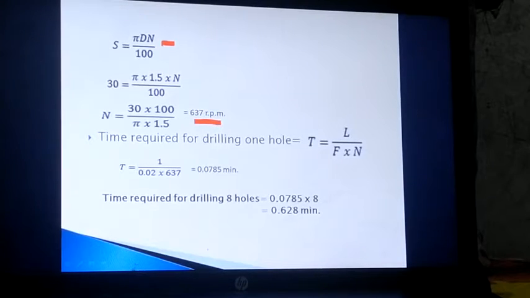Now the time required for drilling one hole, T, is equal to L by F into N. This is the standard formula. We will put the values. L is equal to 1. Feed, which was given, 0.2 mm.